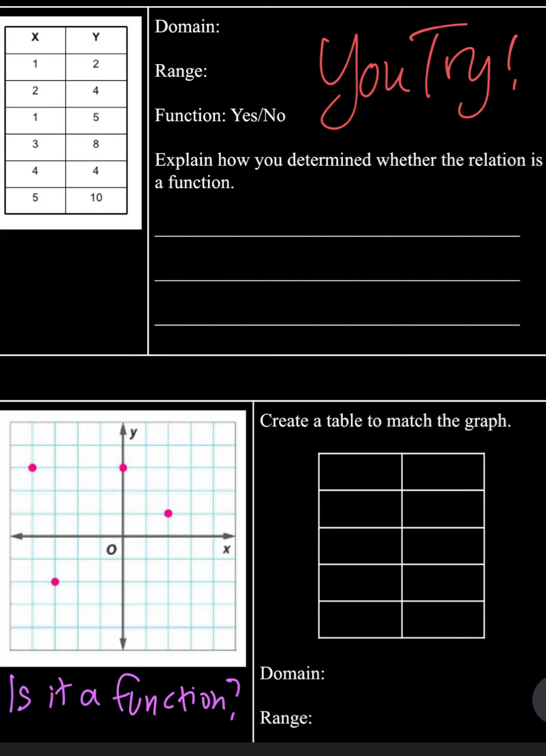All right, last thing. It is a you try. I would like you to find a domain and a range for the table and for the graph, and also identify if each of them is or is not a function. Make sure to get your work checked and give the mastery challenge a shot when you are understanding this well. Good luck.